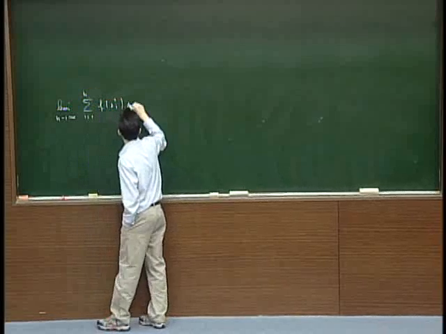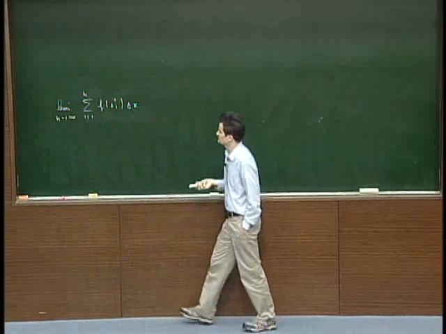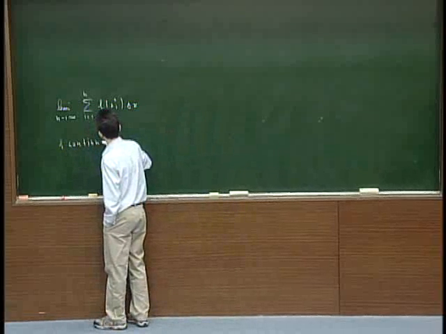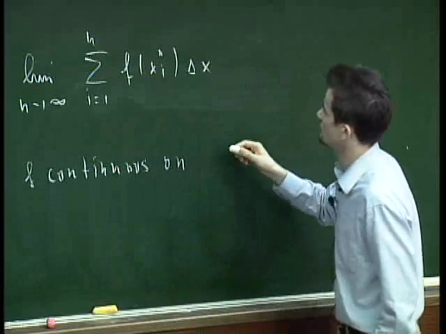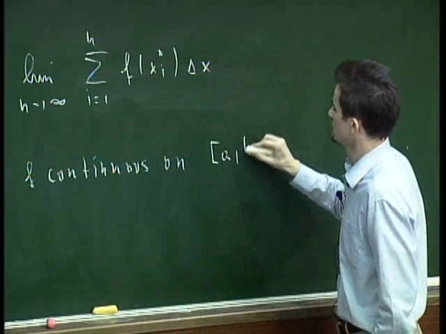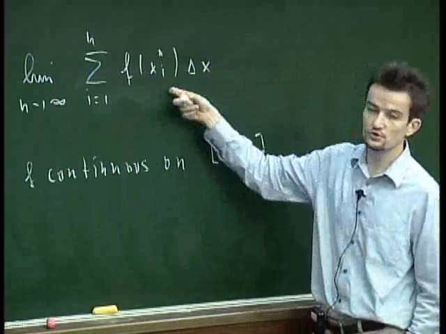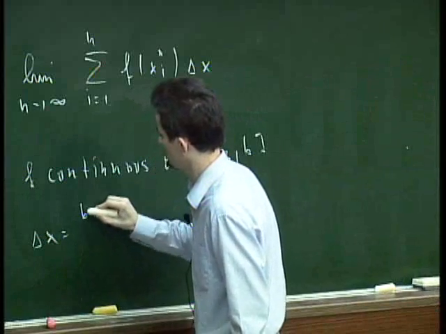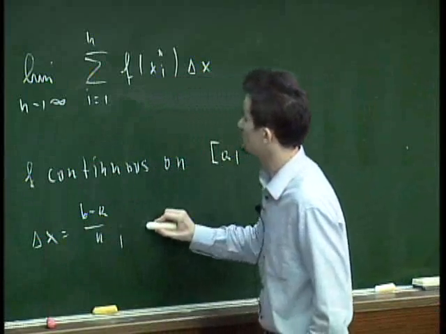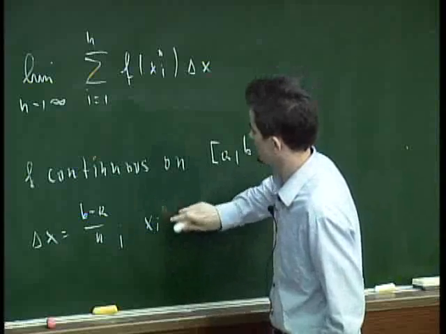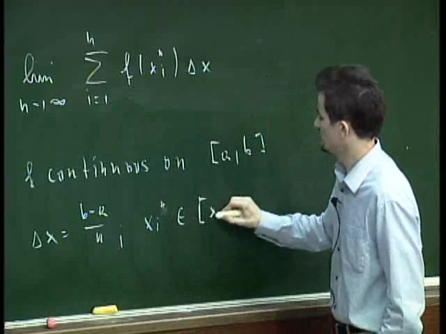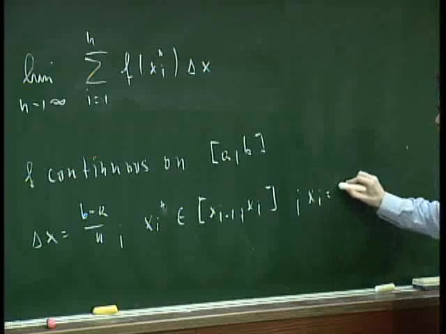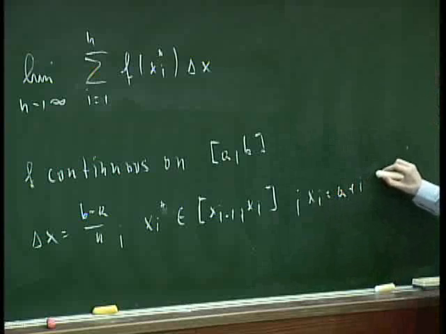So we use the same notation. We have a given function f, which is assumed to be continuous on [a, b]. This is what we need, as I have explained, in order to ensure that this limit exists. And as always, delta x is (b minus a) over n, and x_i is a sample point in the i-th interval, and x_i is equal to a plus i times delta x.